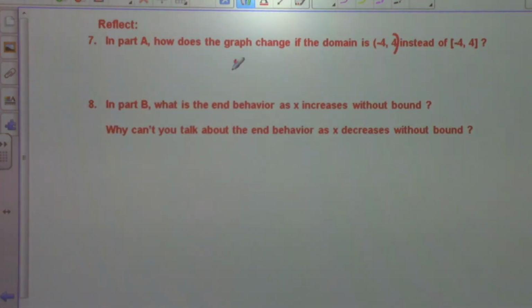Okay, there would be 2 holes, right? I'll just say holes as endpoints. So it's like a location of a point without a point there being there. Pretty strange, isn't it? In part B, what is the behavior as x increases without bound?